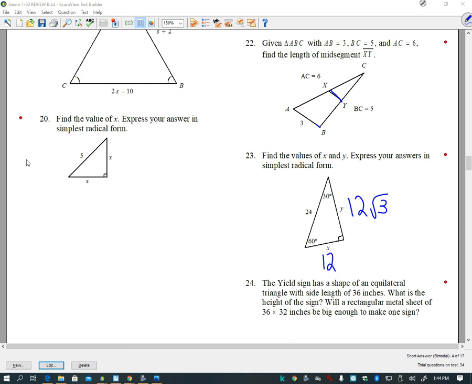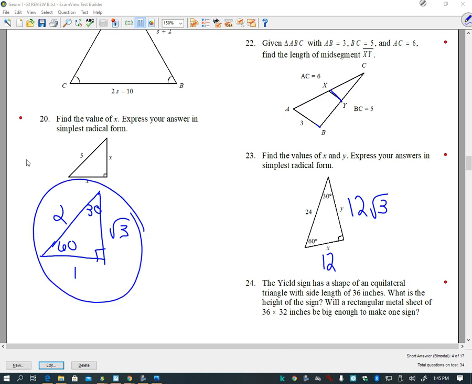Okay? If you don't know by now, you need to study and learn your 30, 60, 90 ratios. Okay, 1, 2, radical 3. If you show me the reference triangle, and that would work on number 20 as well, then yeah, that works. That's what I want, more than just saying, oh, it's 12 and 12 radical 3. The reference triangle is going to show me that you know what you're doing, okay?